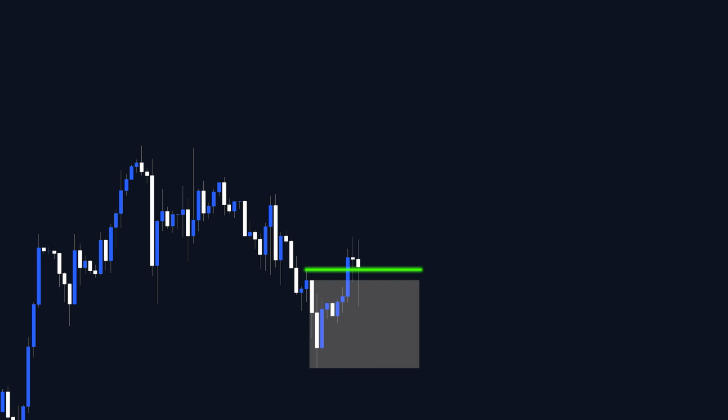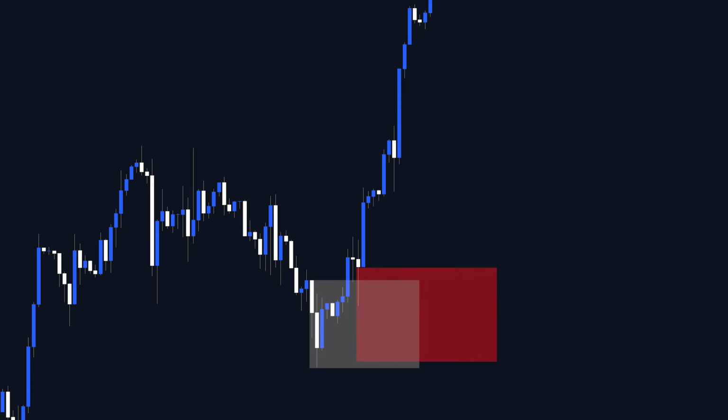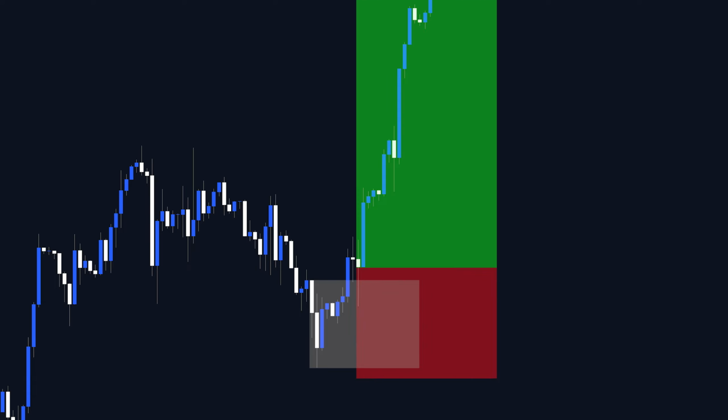After that, the market decides to come back into our order block to fill in more orders, giving us our entry point for the trade and causing price to push upwards for a final time. Place your stop loss below the order block with your take profit at previous highs. It's really as simple as that.